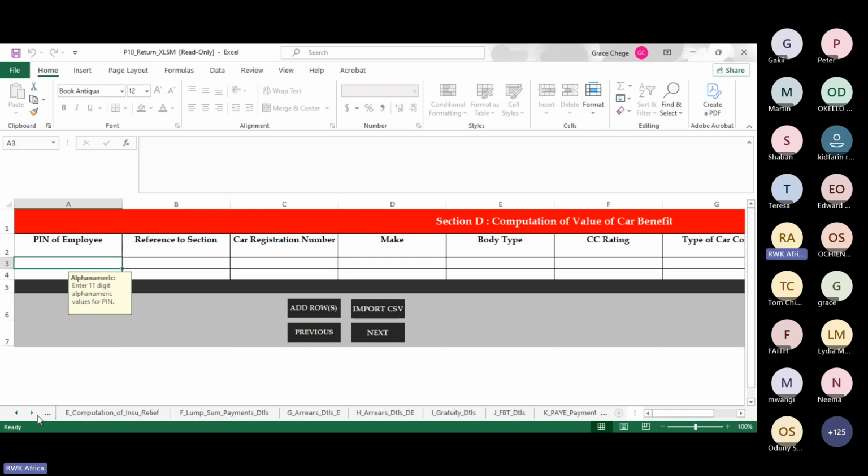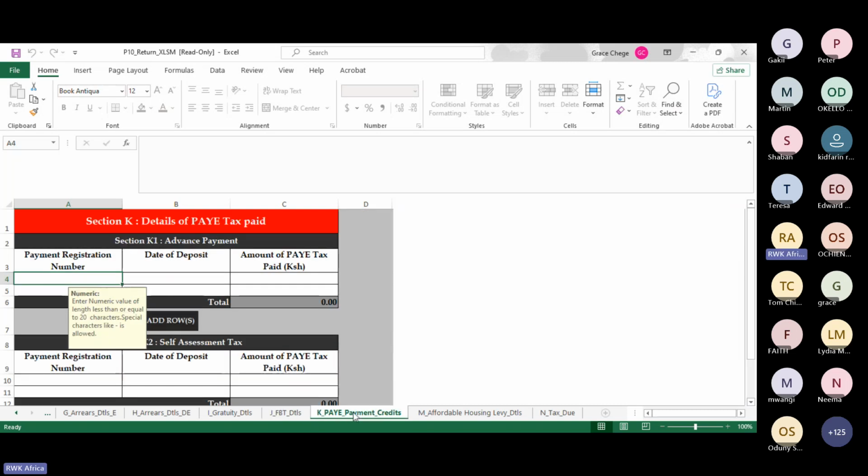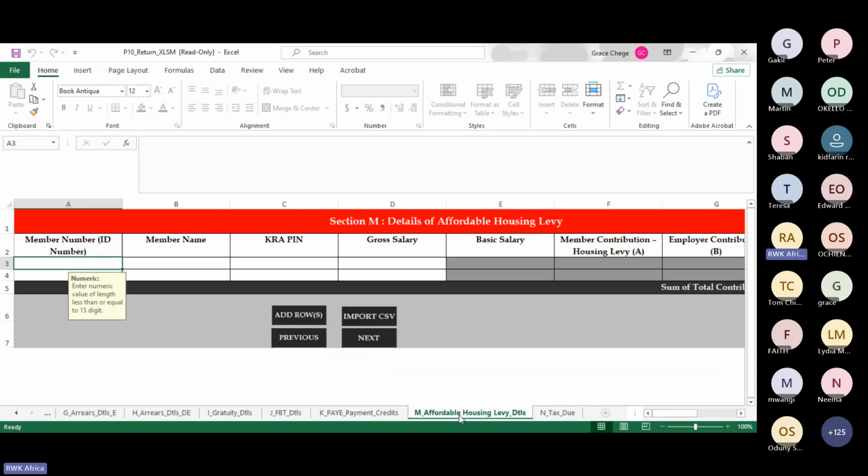So we'll look into that. The sheet on fringe benefit remains the same. This has been maintained. The sheet on pay credits, this one has been removed. So this computation has been automated such that if you have any credits, it's going to be offset automatically. So this sheet no longer exists in the simplified template. The affordable housing levy sheet also has been merged with the sheet B of employees details.